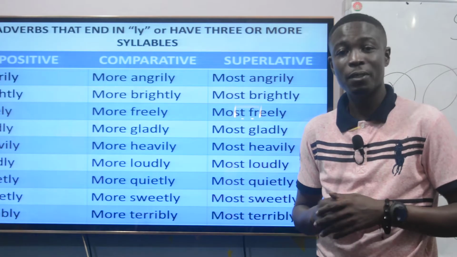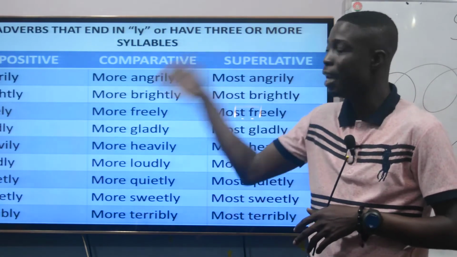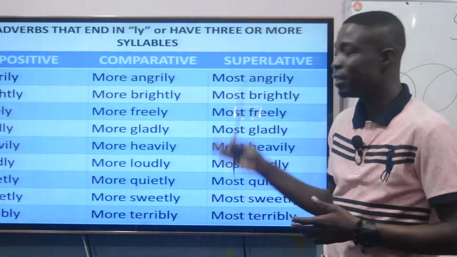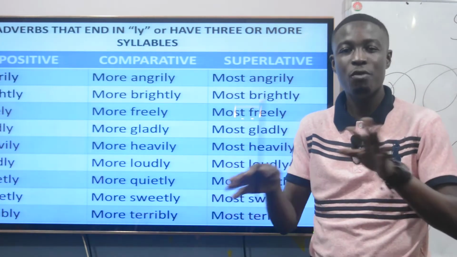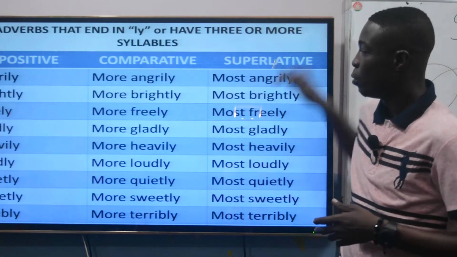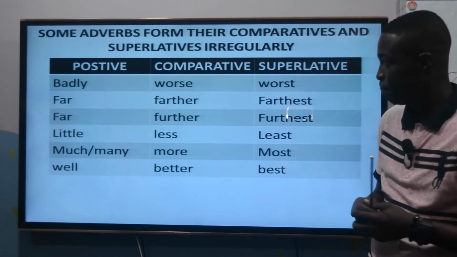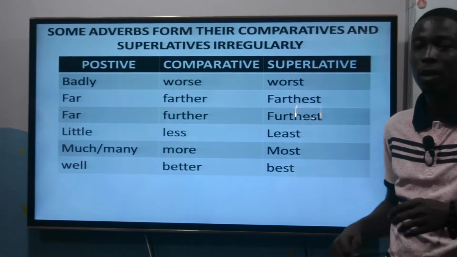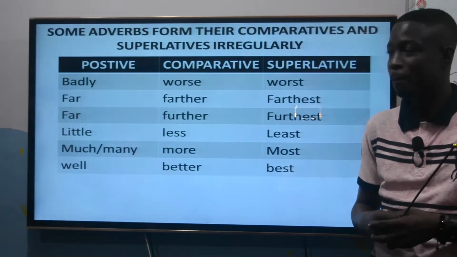Just as in adjectives, we have words that do not follow any of these rules. We have the same thing here, which form their comparative and superlative irregularly. So let's move on to the next part so that we can find some of them. All right, some adverbs form their comparatives and superlatives irregularly, and we have a few of them here.